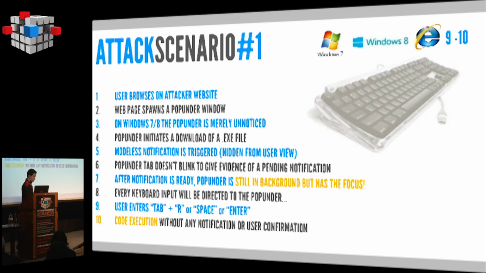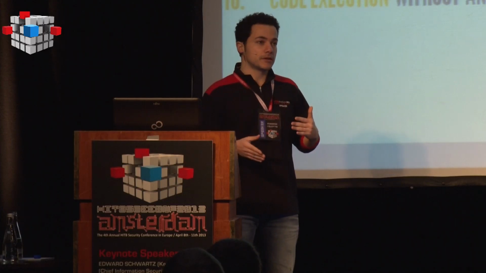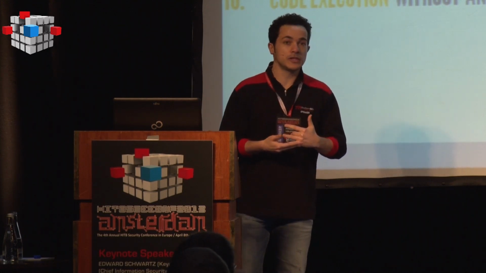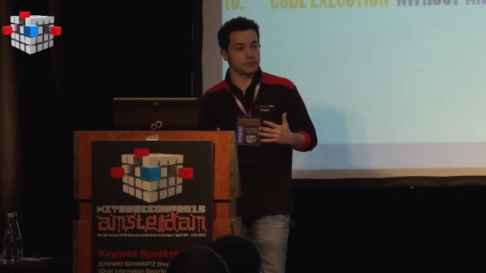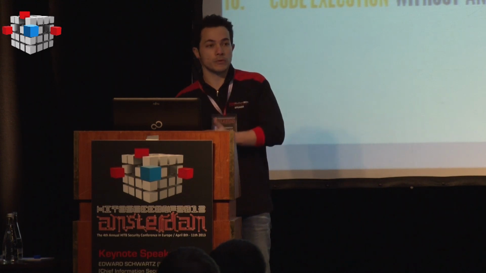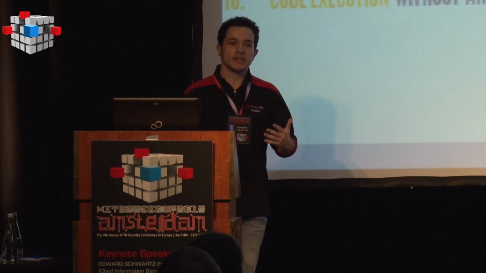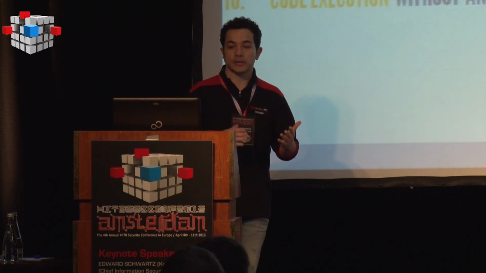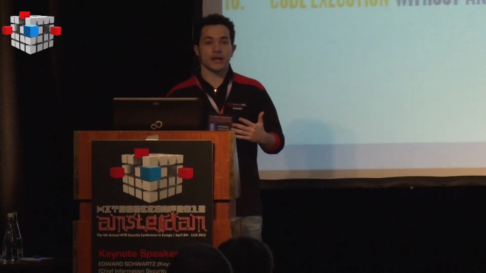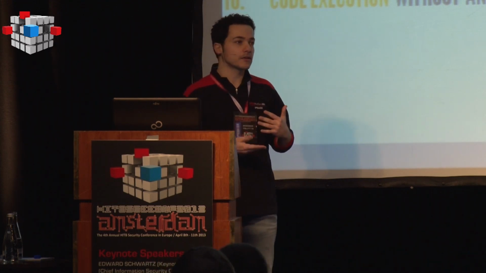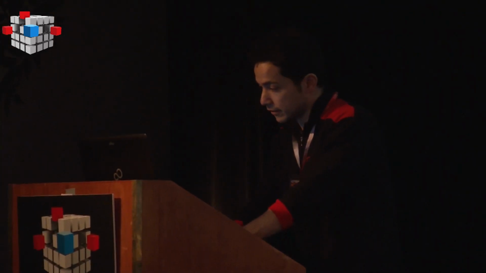And here comes the bug. Even if the pop-under is in the background, it is the window in focus. So this means that every keyboard input provided by the user will be directed to the window in focus and not to the foreground window. So if you are able to trick your victim into pressing some keys, for instance, tab and R, or tab and space, or tab and enter, in order to interact with the notification bar, you can get code execution by just typing some keys. Let's see that in Internet Explorer on Windows 8.